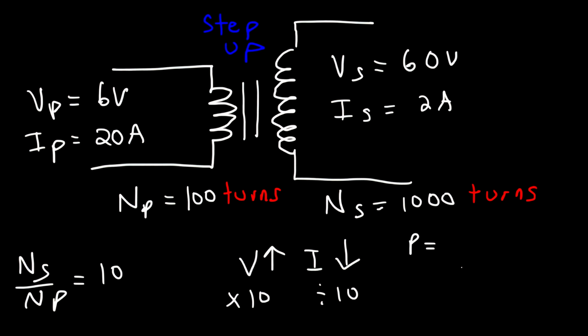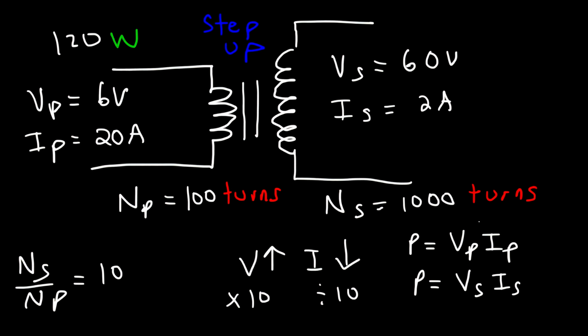The power in the primary coil is just the voltage times the current. So it's 6 volts times 20 amps, and that's equal to 120 watts. The power at the secondary coil is going to be Vs times Is, voltage times current. 60 volts times 2 amps is 120 watts. And it makes sense, energy is conserved.